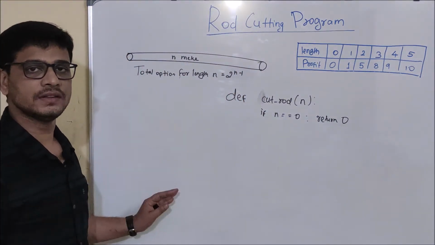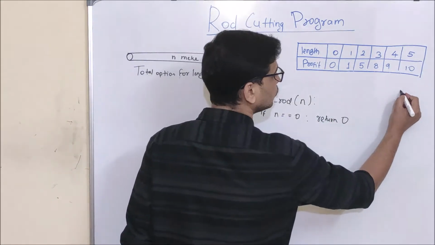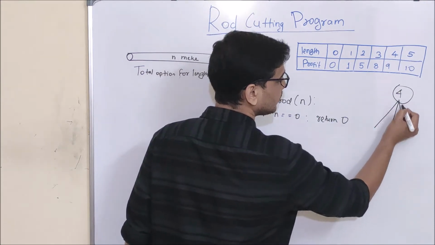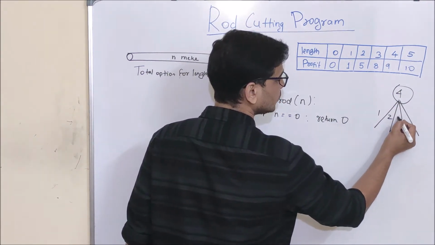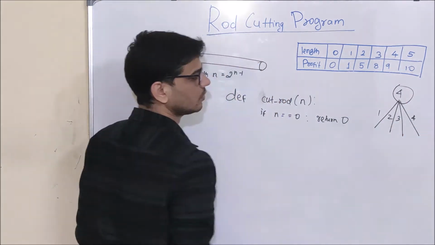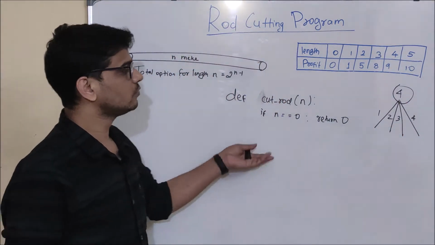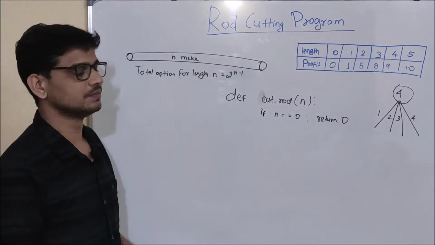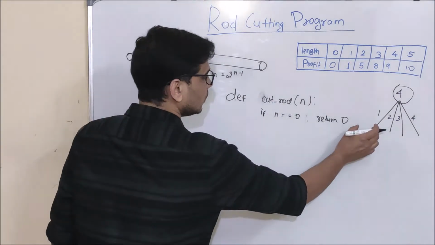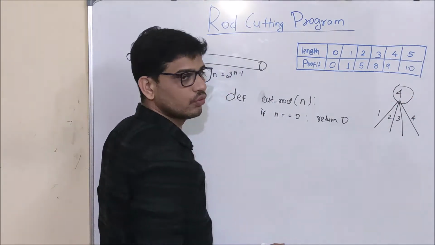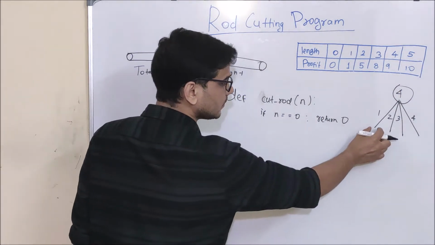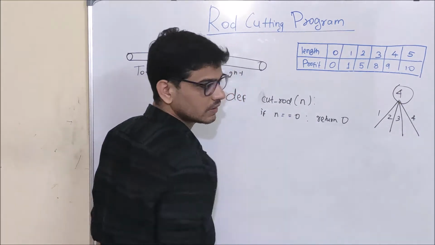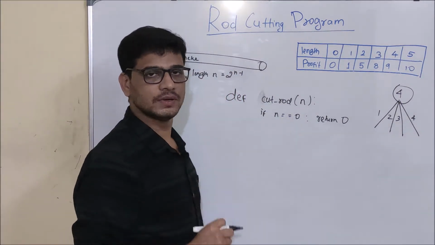If it is not the case, see what I have done in this particular example. If I have a rod of length 4, a 1 meter cut, 2 meter cut, 3 meter cut and 4 meter cut. And friends, please watch my last video before coming to this video, that is the rod cutting introduction video. Now what I am doing here is, if I have a 4 meter rod, first I give a 1 meter cut, then a 2 meter cut, then a 3 meter cut and then a 4 meter cut, and I am choosing the max between these.